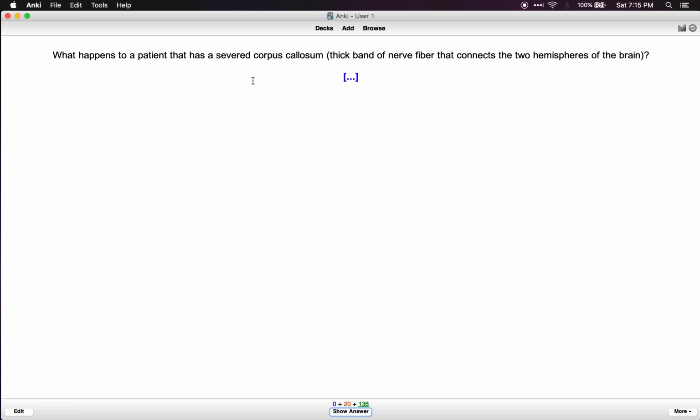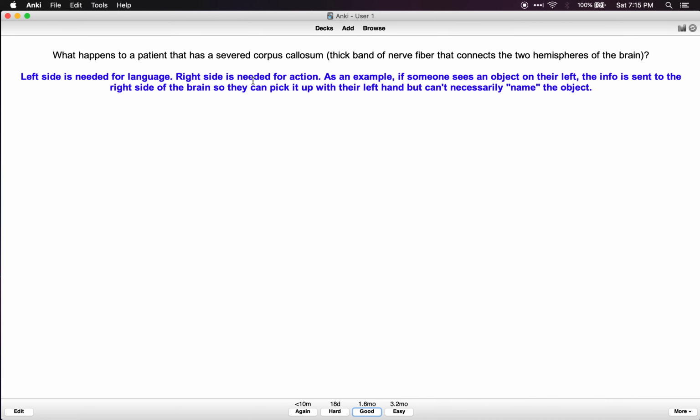What happens to a patient that has a severed corpus callosum? Left side is needed for language, right side is needed for action. Right. So if someone sees an object on their left, the info is sent to their right side, so they can do the motor function, but they can't name the object. Okay.